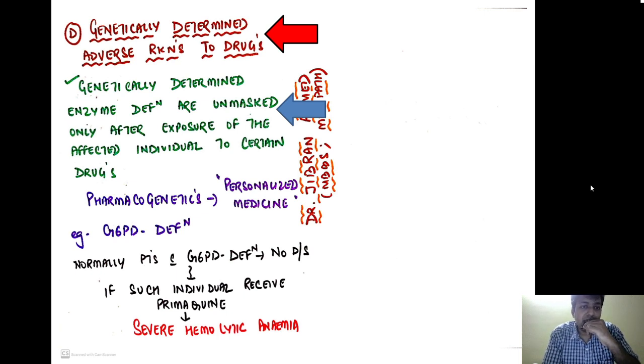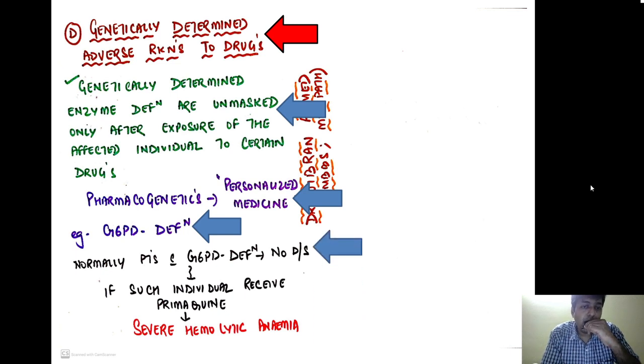And this is basically called pharmacogenetics, that is, personalized medicine. When medicine is personalized according to the genetic makeup of an individual, it is called pharmacogenetics. And the best example is that of G6PD deficiency. So why is it important? Whenever a person is suffering from malaria, we first give the primary dose to the patient, and after that we give the radical treatment for removal of the gametocytes. So we are using primaquine in the treatment of malaria.